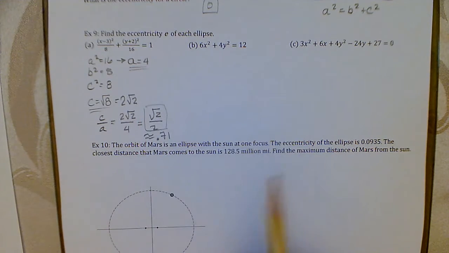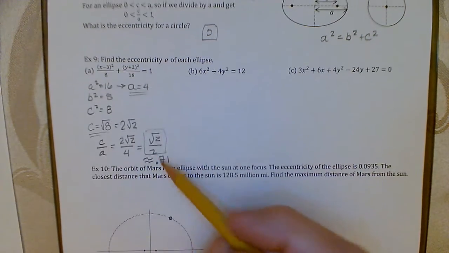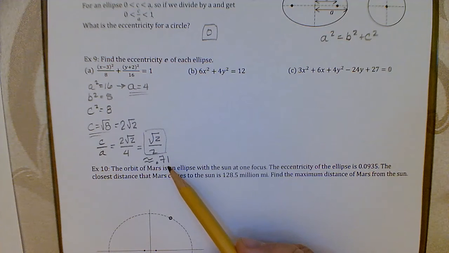As an exact answer, this would be good, but just to give you an idea, we know it has to be between 0 and 1, and this one's 0.7, so that's fairly elongated. All right, B.